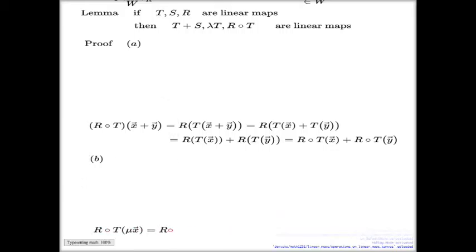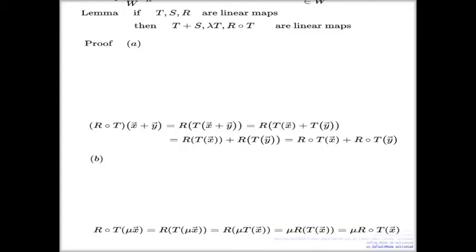If you apply R circle T to a scaled vector, and I use letter mu for the scalar, then first I use the interpretation of R circle T. This is the interpretation. Then I use the fact that T is a linear map, so mu can be taken out. And then I use the fact that R is a linear map, so mu can be taken out of R as well. And then the interpretation of R circle T. And that's the second requirement of a linear map verified.